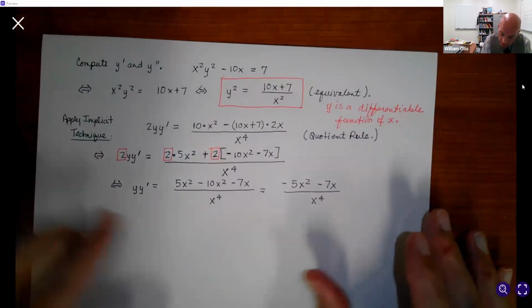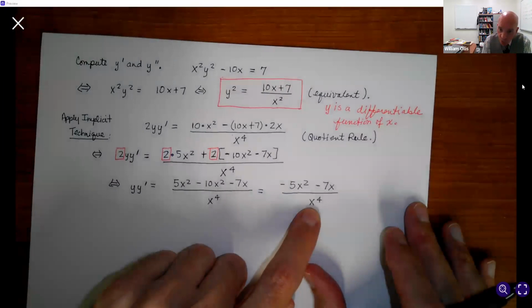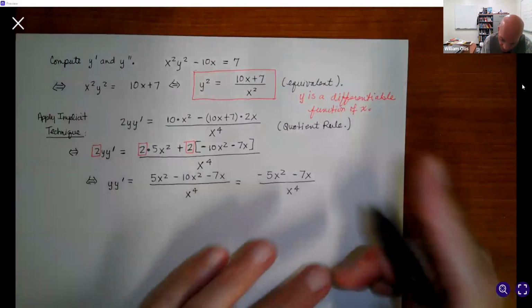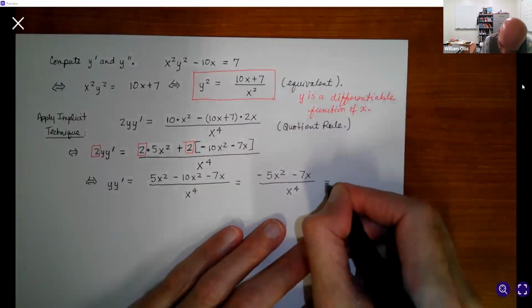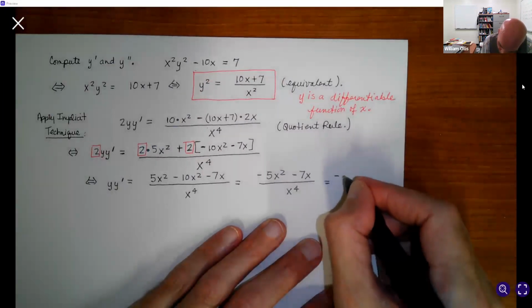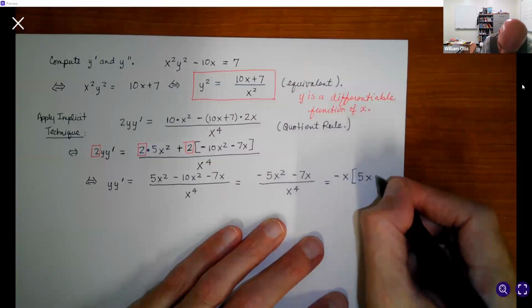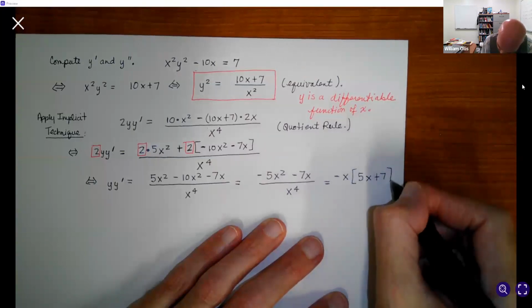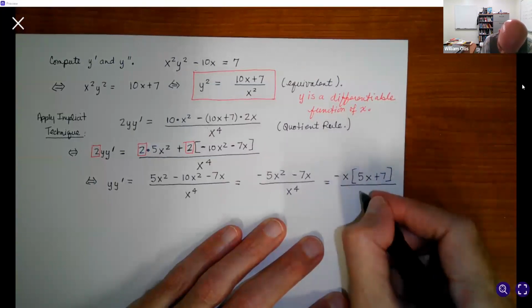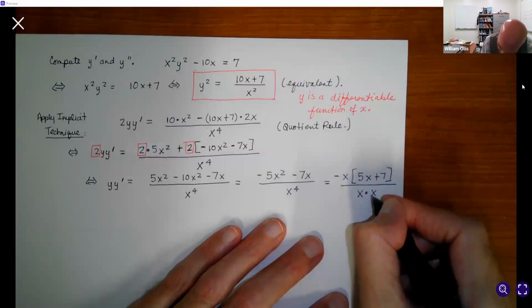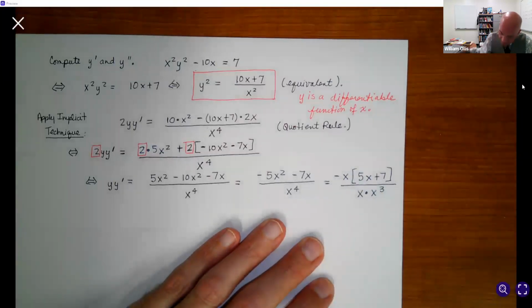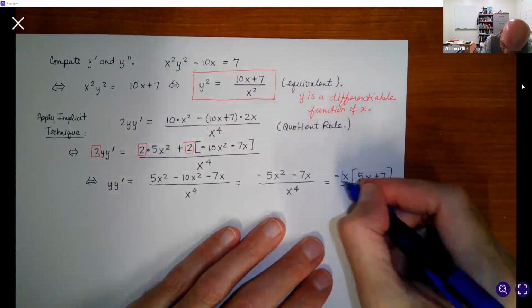Now, notice we have an additional copy of x here. So let's go ahead and factor that. And we've got a negative too. So negative x times 5x plus 7. And I'll write this as x times x cubed. So the x is absorbed.